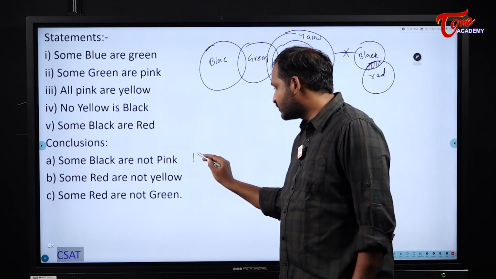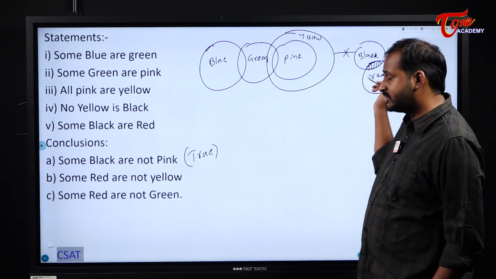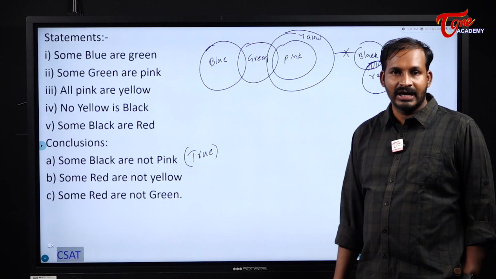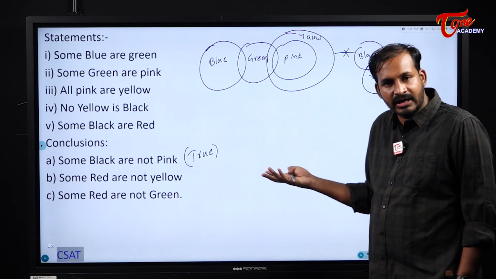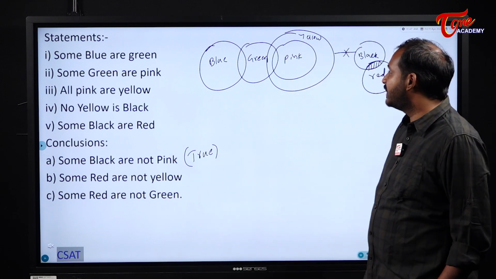So, I don't have any other choice. Definitely, I will mark this as true. Why? Because it is not possible for me to draw this portion intersecting with pink. Alternate is not at all possible. So, if alternate is not possible, what does it mean? Indirectly, that is true.